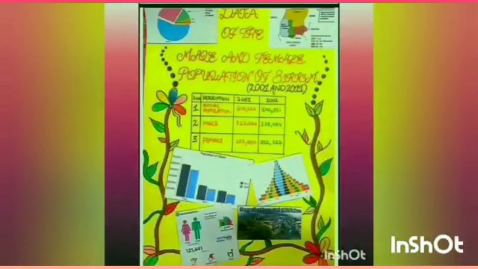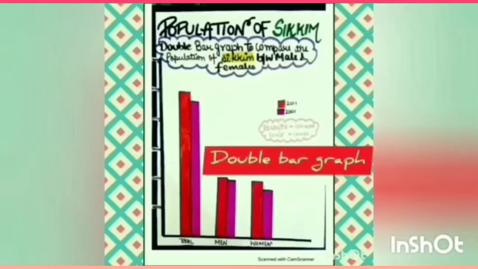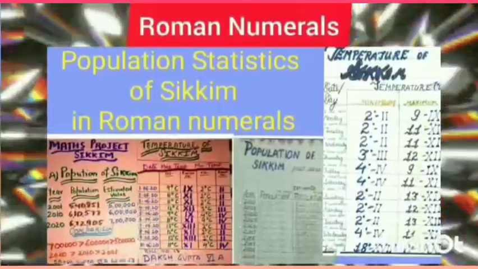Now let us discuss the data of male and female population of Sikkim. The actual population of Sikkim in 2001 was 5,40,851 and in 2011 was 6,10,577. Here you can see the double bar graph to compare the population of Sikkim.